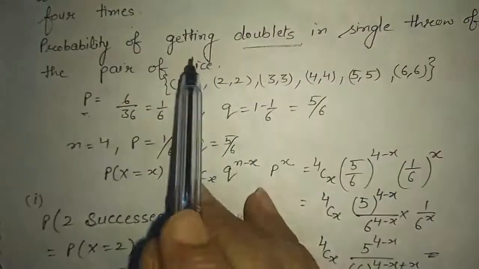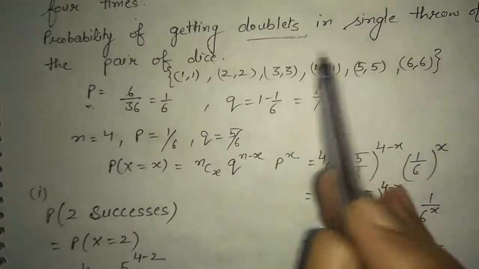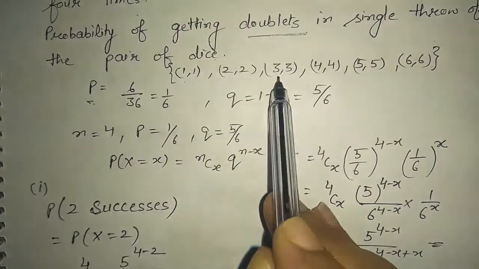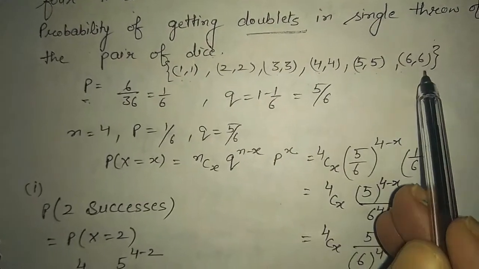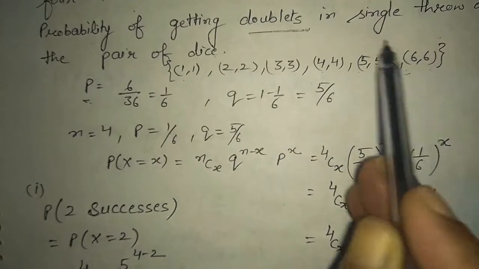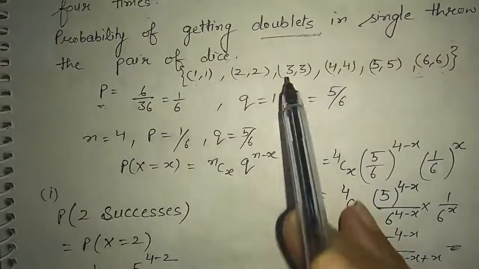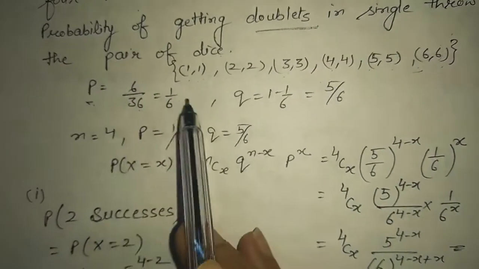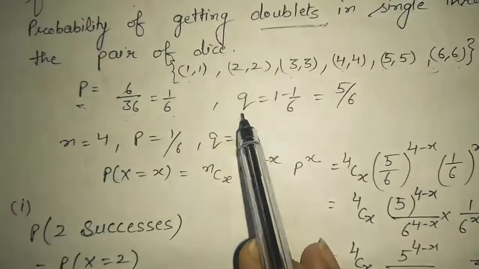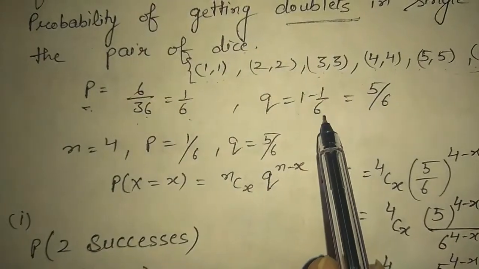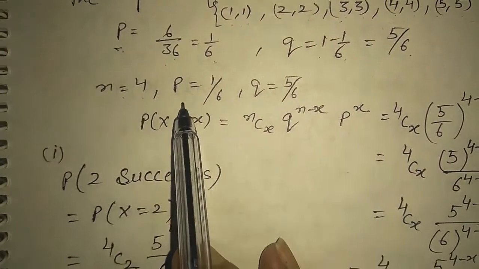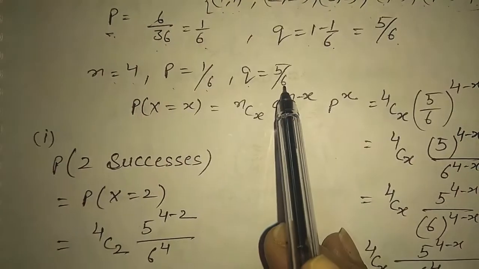So we know that the sample space has 36 cases, and doublet means 1 1, 2 2, 3 3, 4 4, 5 5, 6 6. These are 6 cases. Then the probability of success will be favorable outcomes upon total. Favorable are 6 and total are 36, so the probability is 1 upon 6. And what will be Q? 1 minus P, it is 5 by 6. And here n is 4, P is 1 by 6, Q is 5 by 6.